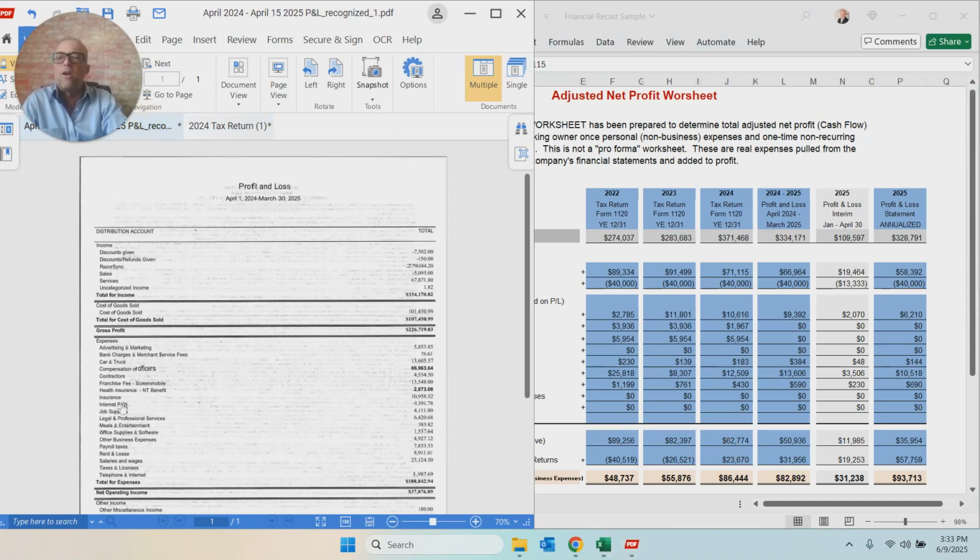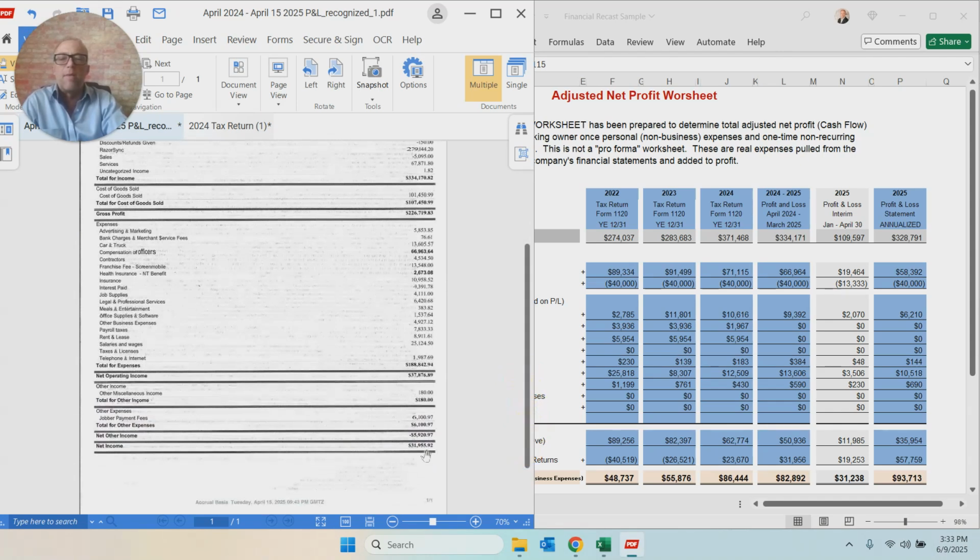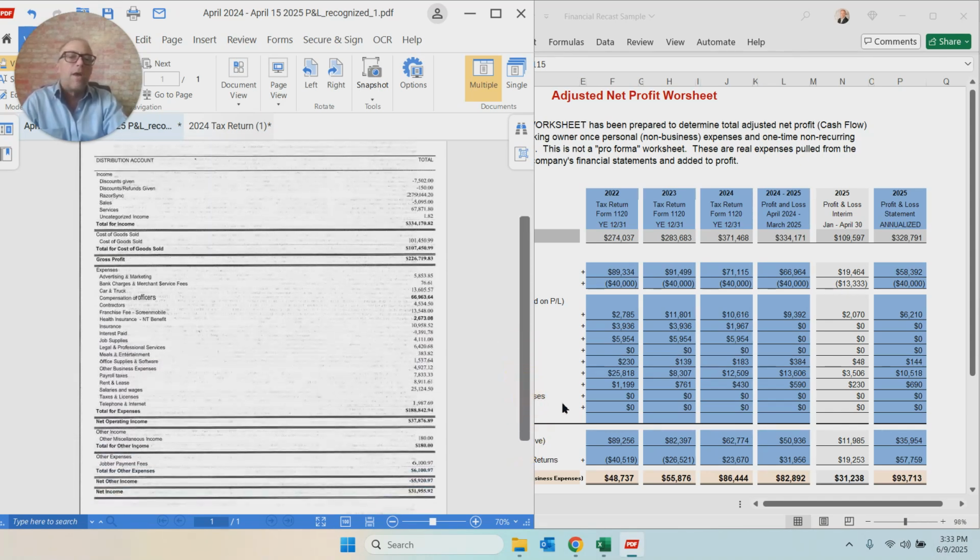If we can find it here, here's interest, for instance, and meals and entertainment, for instance. You add all that up, you add it to the bottom line net profit down here, and that's the adjusted net. So, okay, hope that helps.